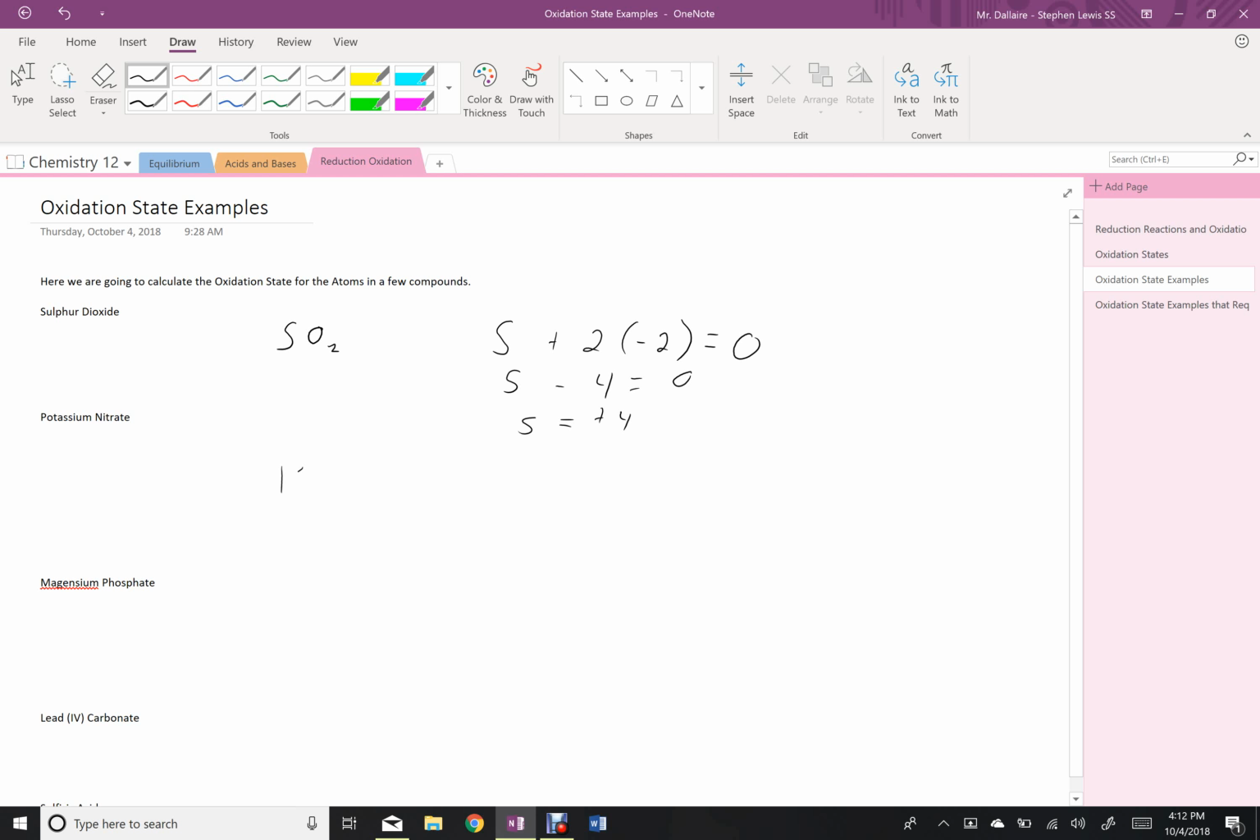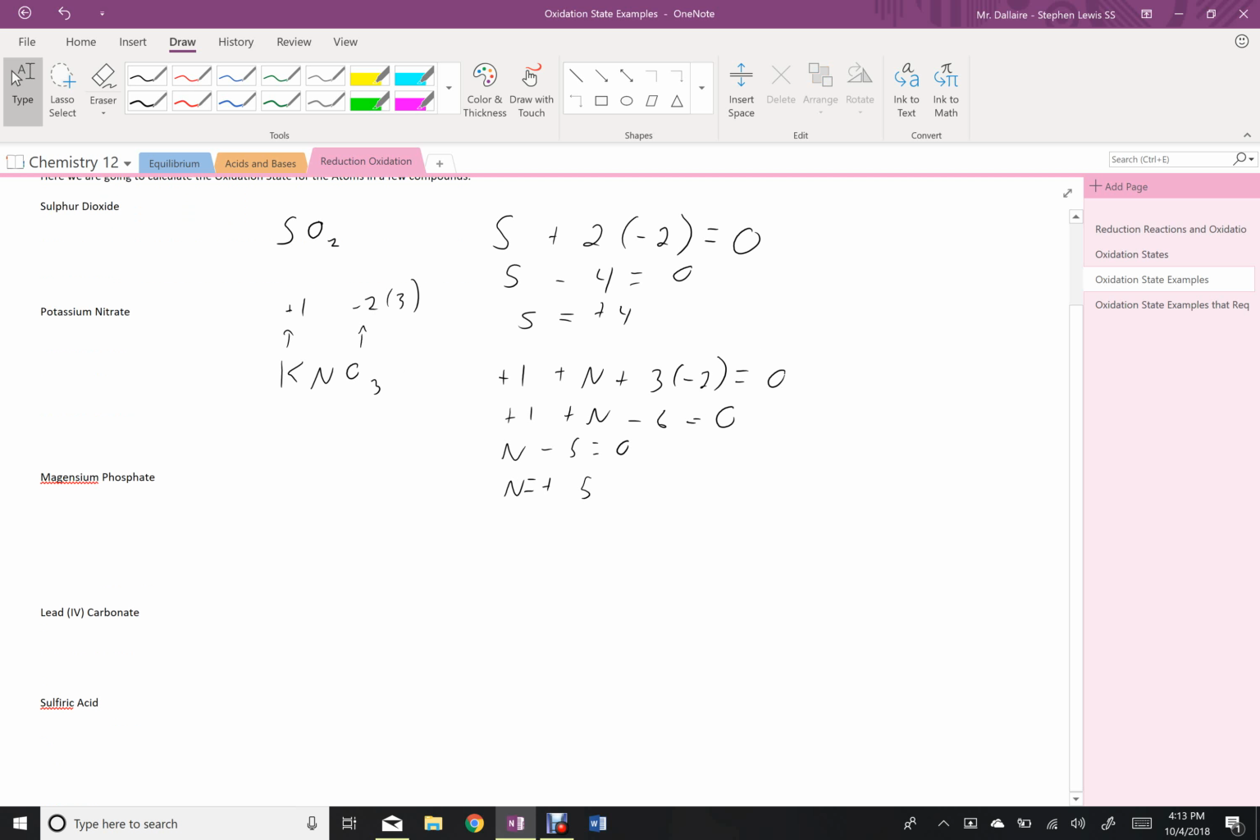Potassium nitrate, KNO3. K is going to be plus 1. Oxygen, again predictable, at minus 2. There's 3 of them. And again, this is written as a neutral compound, so it all must add to 0. So, plus 1, plus whatever nitrogen is, plus 3 times the negative 2 oxygens, has to add to 0. So, plus 1 plus n minus 6 equals 0. Collecting like terms, minus 6 and plus 1, I get minus 5. And here, nitrogen's oxidation state is positive 5.